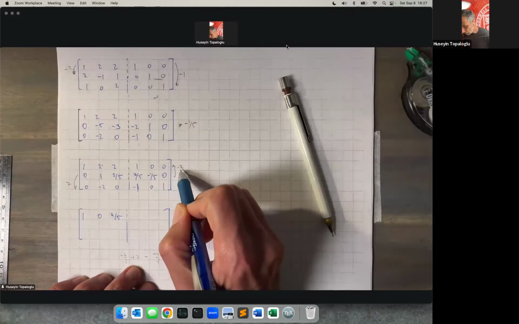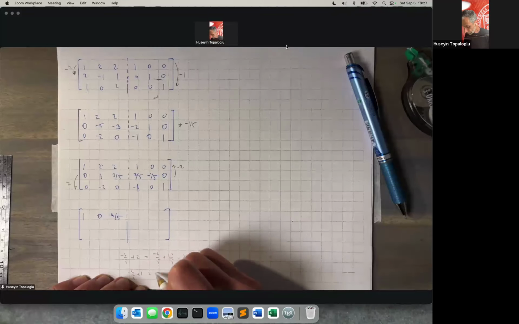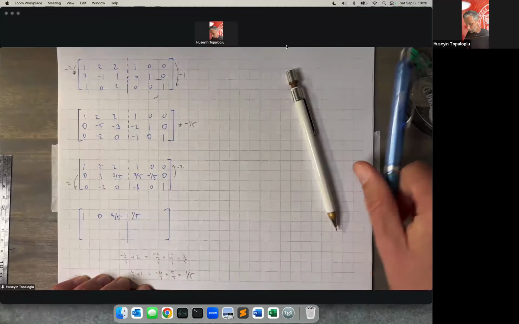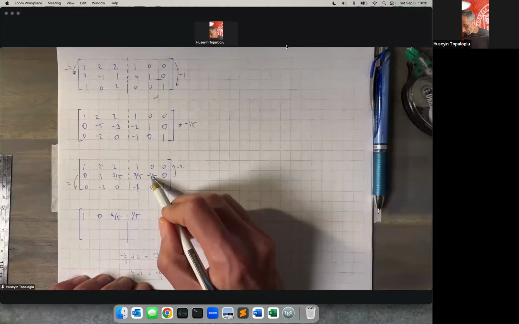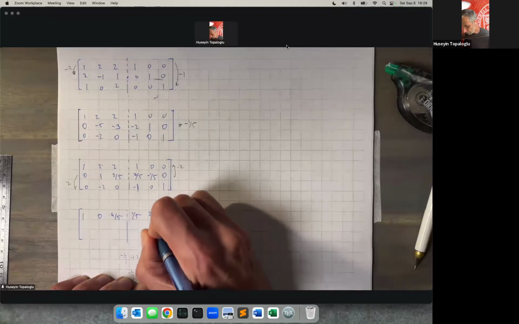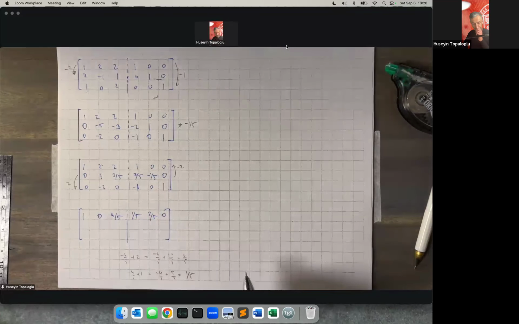-2/5 times -2, that is -4/5, plus another 1. -4/5 plus another 5/5, that is 1/5. Let's keep going. -1/5 times -2, that's 2/5, plus another 0, 2/5. 0 times -2 is 0, plus another 0, that's a 0.